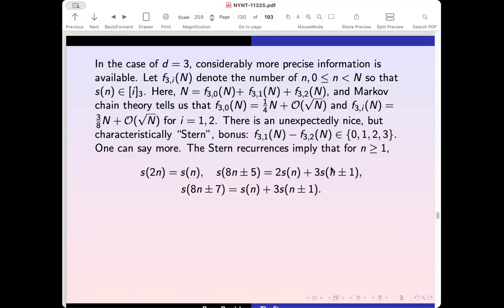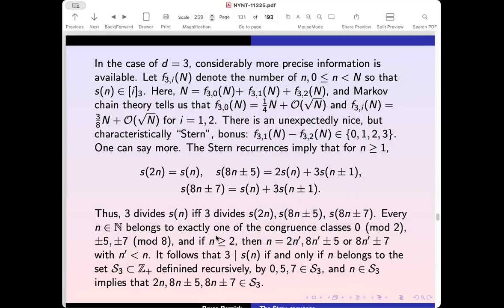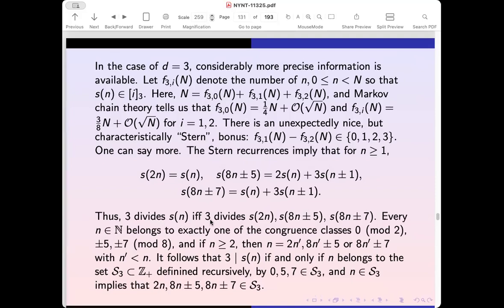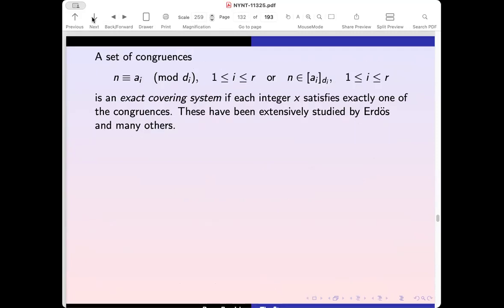More importantly, you have these formulas from the Stern recurrences, which says that 3 divides S of n if and only if 3 divides S of 2n, S of 8n plus or minus 5, S of 8n plus or minus 7. Notice that this is an exact covering system. And so this lets you define a recursive set to determine whether 3 divides S of n.